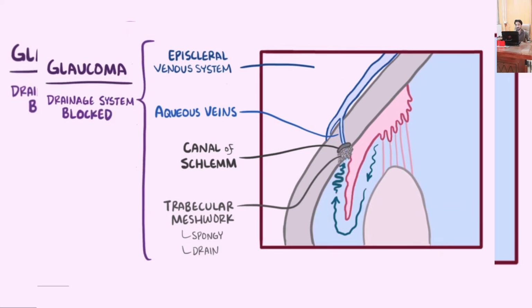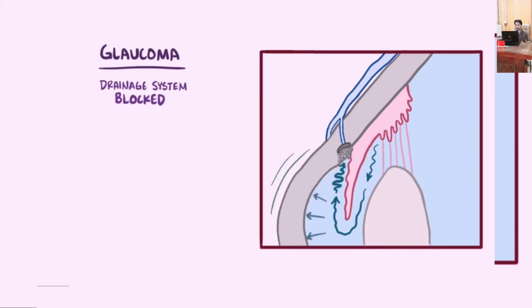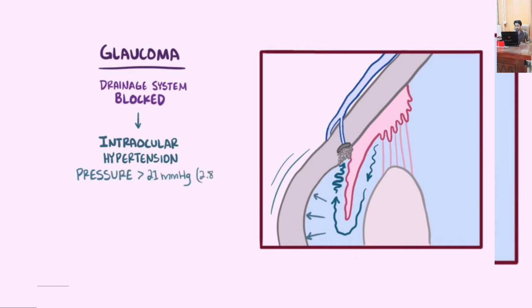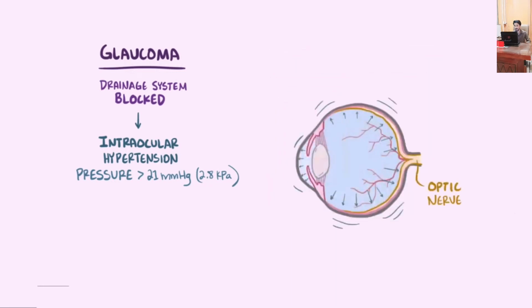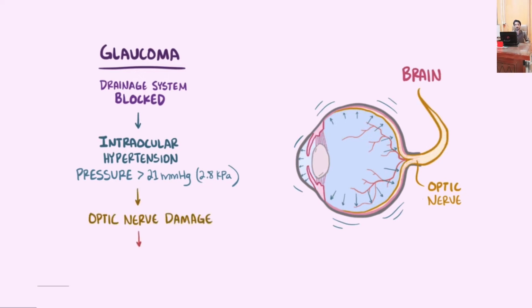In glaucoma, part of this aqueous humor drainage pathway becomes partially or completely blocked, so that fluid can't easily drain out. This causes the pressure within the fixed space of the anterior chamber to quickly build up, causing intraocular hypertension, which is defined as pressure greater than 21 millimeters of mercury, or 2.8 kilopascals. This high pressure affects all the structures of the eye, including the optic nerve, which is the nerve that carries visual information from the eyes to the brain.